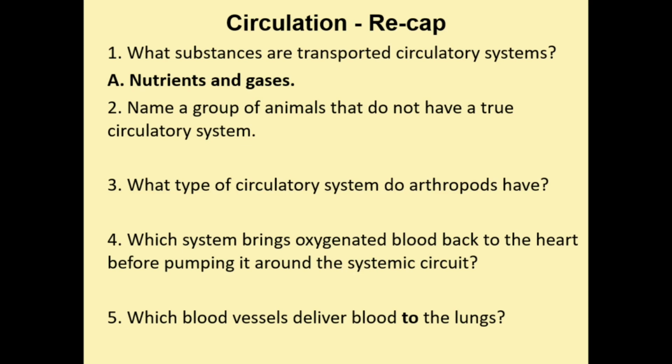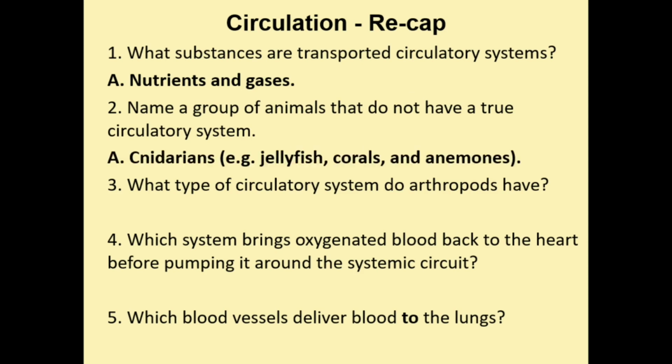You can also mention the fact that we're transporting antibodies and white blood cells and things like that around as well. But typically we're talking about nutrients and gases. Number 2, name a group of animals that do not have a true circulatory system. Well, we're talking there about the cnidarians that are relying on simple diffusion. So jellyfish, corals, and anemones are examples of cnidarians.